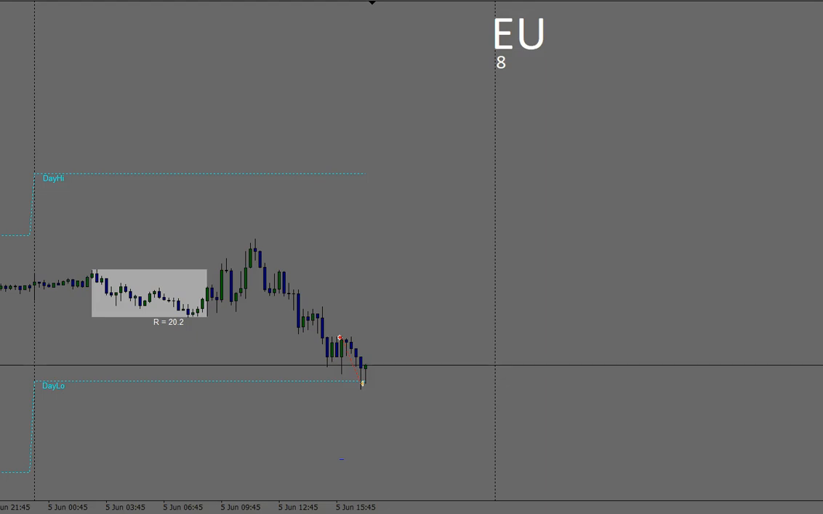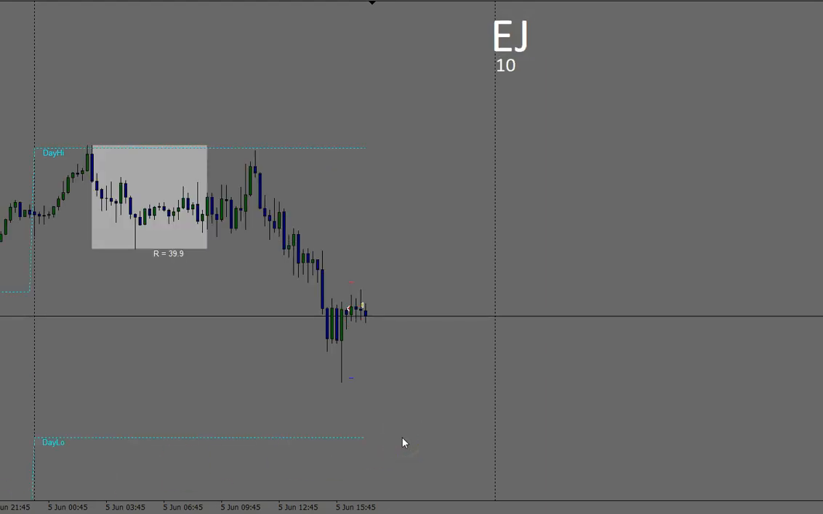So the Euro US dollar, you can see where I got in down here, and took profit. What did I take on that? The Euro US dollar, I took 20 pips on that. So that was one that I punched out of once I saw the Canadian dollars hitting my take profit. So Euro US dollar plus 20 pips on that.